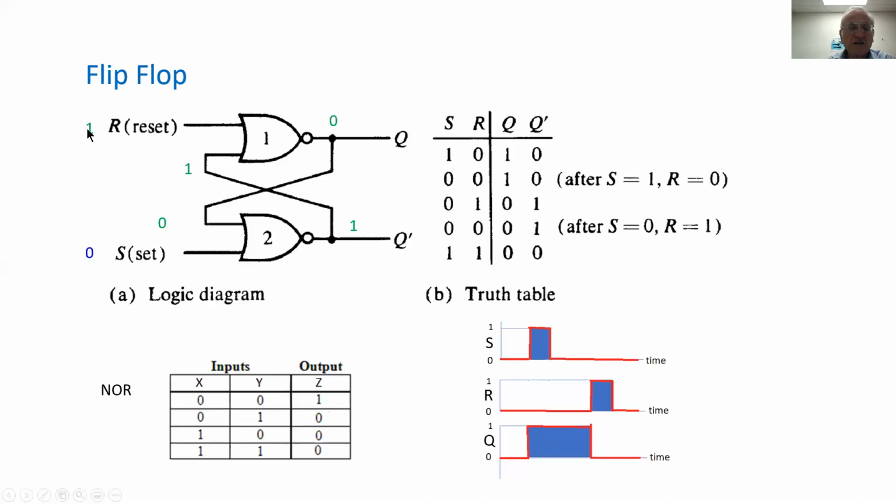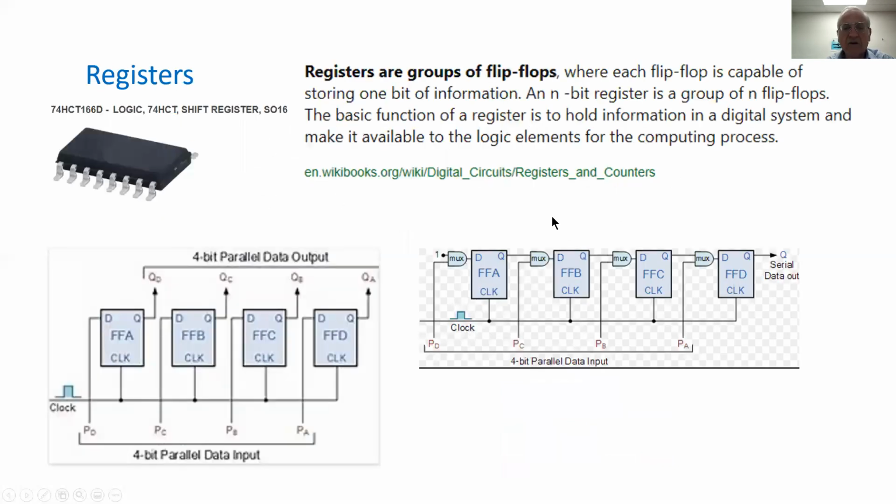But when the reset is set to 1, and the set is still 0, then when we have 1 and 1 over here, this becomes 0. 0 feeds in. 0 and 0 becomes 1. So this is stable. And then if we change the reset to 0 again, nothing is changed. So that's the circuit diagram for the flip-flop.